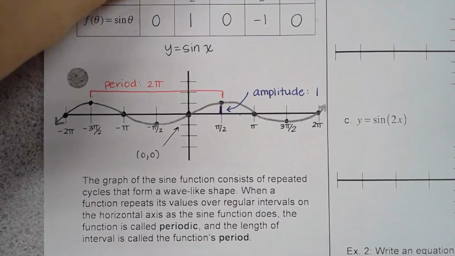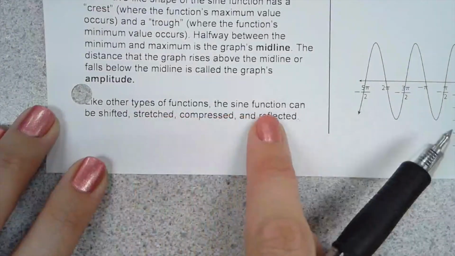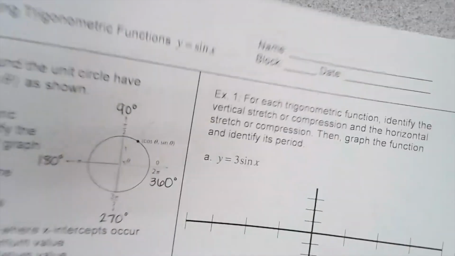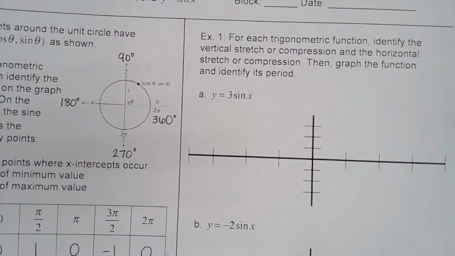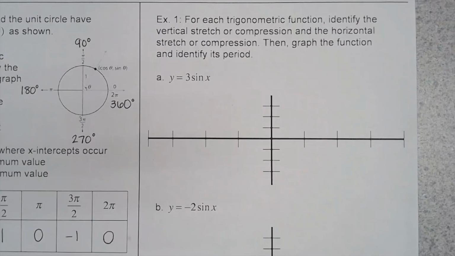What we're going to continue with now is transformations of these functions. It says, like all other types of functions, the sine function can be shifted, stretched, compressed, and reflected. So we're going to be looking at specifically stretches and compressions of the sine function. So in example number 1, we're still graphing y equals sine of x. The only thing that's different about it is that it's stretching by 3.